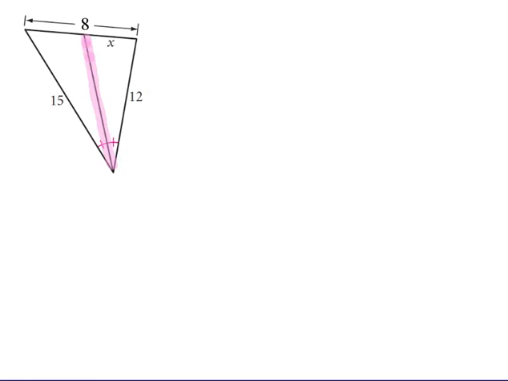So, let's think about things. If this is x right here, what is this going to be? It's going to be 8 minus x, because those two have to total to be 8. The only way to do that is to take 8 minus x. So now let's go ahead and write a proportion. Does somebody know what a proportion would be in that triangle so that I could find x? 15 over 12, okay, I'll take that, equals what? 8 minus x over x, good.